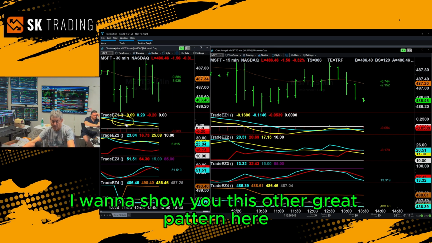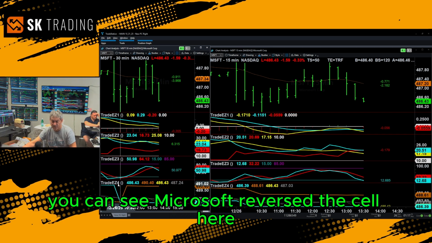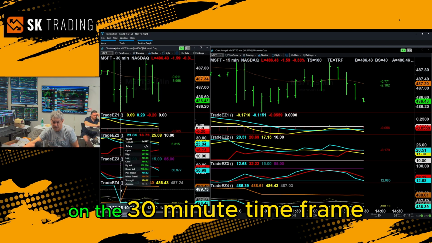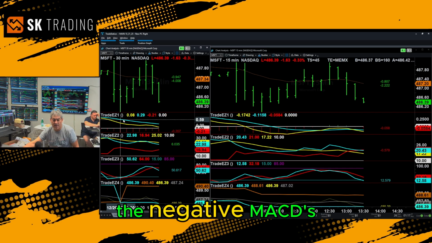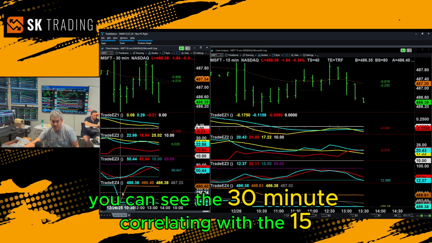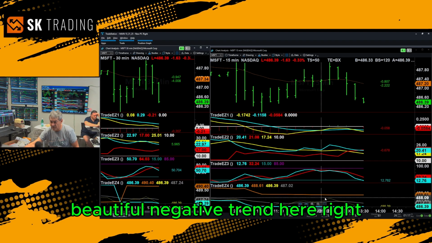I'm going to show you this other great pattern here in Microsoft. You can see Microsoft reversed to sell here on the 30-minute time frame. My indicator 4 at 10:30. The negative MACDs. You can see the 30-minute correlating with the 15. Beautiful negative trend here, right?